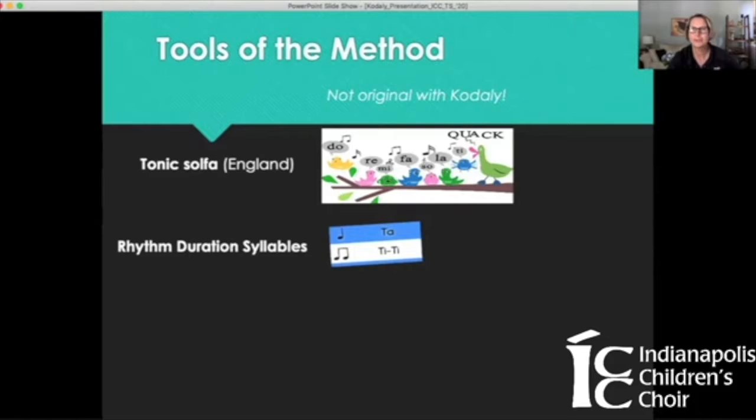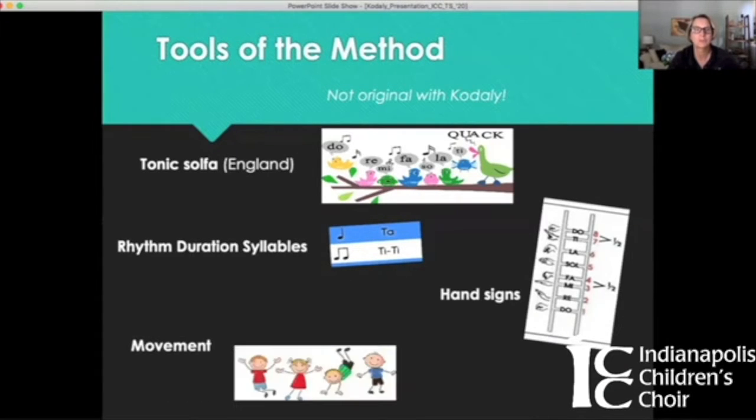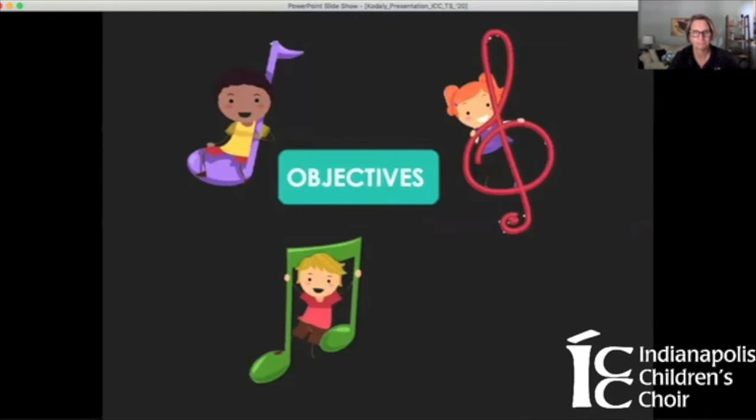as opposed to just counting. And so if we use ta and titi, or if we use ta kadimi, or if we use do day, or whatever that we use, it's really important that the syllables that we use reflect the duration of the note. Hand signs from John Curwen in Scotland, and then finally movement from Jacques Dalcroze.